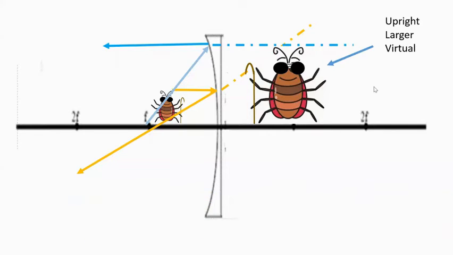All right. And so his image is going to be upright. It's going to be larger than he is, and it's going to be virtual. Virtual because, again, there are no real light rays that are going from this image back to his eyes. These light rays are virtual light rays. So his brain would see his image there.